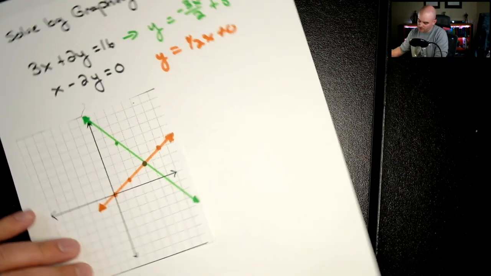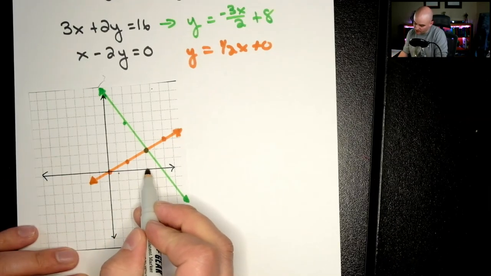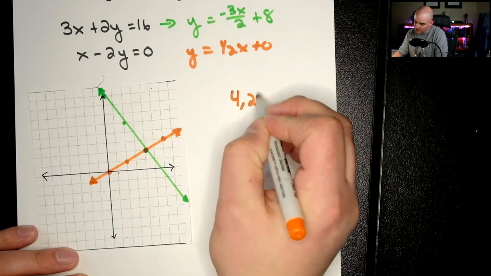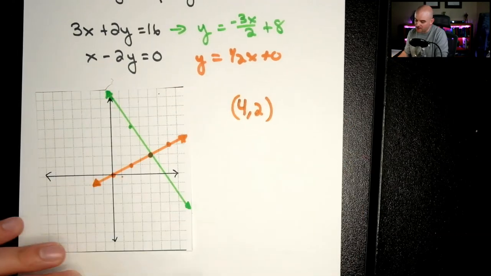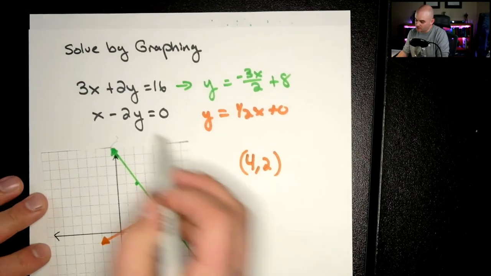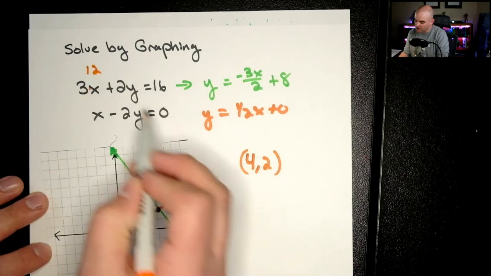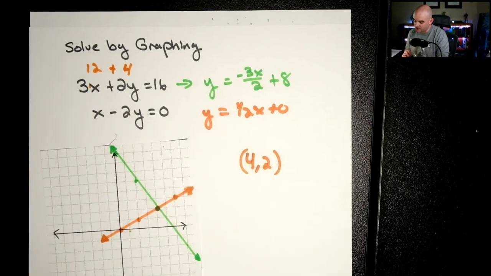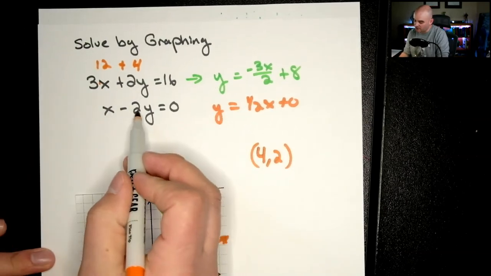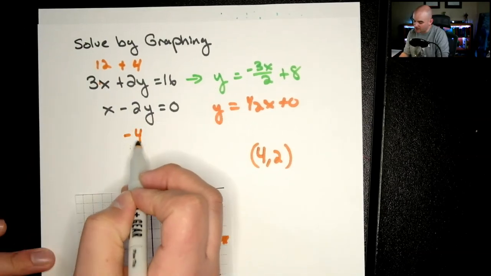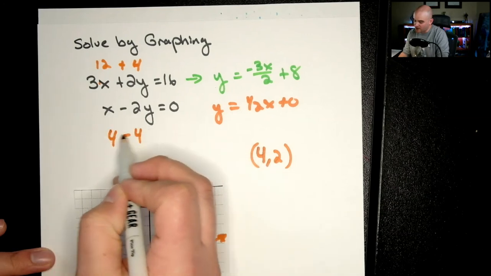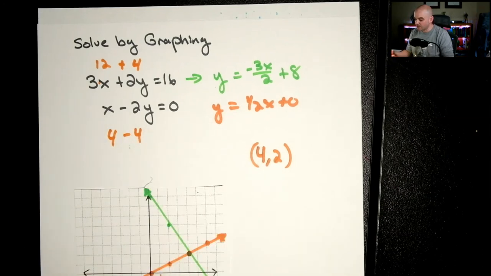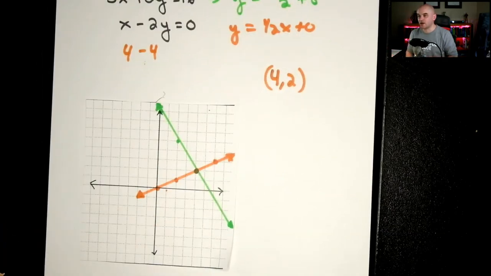And they are crossing right here at 1, 2, 3, 4, comma 2. Now, if you wanted to, you could substitute it back in and verify. So 4 times 3 is 12, 2 times 2 is 4, and 12 plus 4 is 16. Down below, if I do 2 times 2 again, I get minus 4, and 4 goes in for x, and 4 minus 4 does equal 0. So that point works for both of them, so I know that I was accurate with my graphing there.